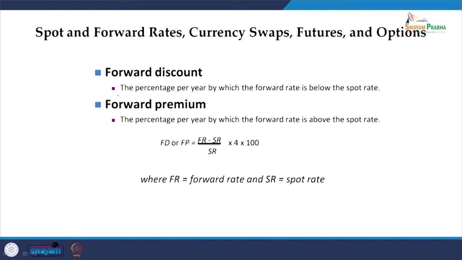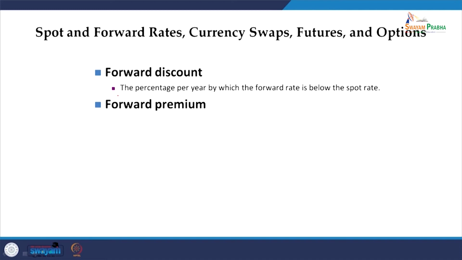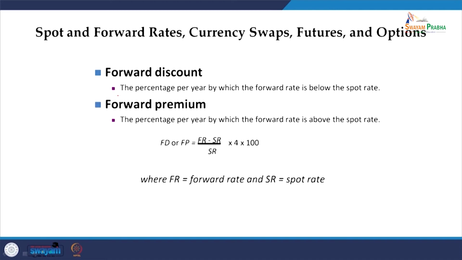Then how do we find out the rate? In a year it is traded 4 times, so 4 is multiplied to calculate the forward discount or premium rate. So, forward rate minus spot rate, divided by spot rate, is defined as the forward discount or forward premium. This minus this divided by this is called the discount or premium in the forward market. Now, another type of concept is called currency swap.